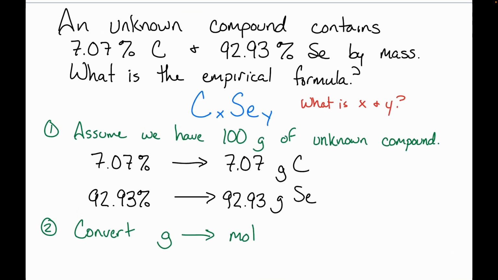Okay? So what we're going to do first is take this percent by mass data here, and we're just going to assume we have a specific amount of that compound. We could assume any amount, but the most convenient amount to use is 100 grams of that compound. Because if I have 100 grams and it's 7% by mass carbon, that means I have 7 grams of carbon. And if it's 92.93% selenium and I have 100 grams, that means I have 92.93 grams of selenium, right?